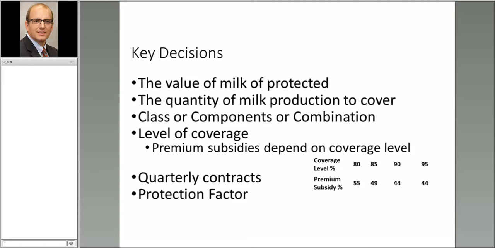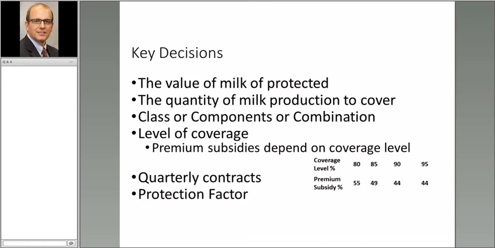As you look at that class or component option, or the combination, depending on the type of operation and the type of milk that you're producing, one of those options, the components or the class, could have better advantages to you. If you're pricing more on the component side, then you'd want to take advantage of those pricing options. If you're more Class 3, Class 4, then you're going to want to stick to those.